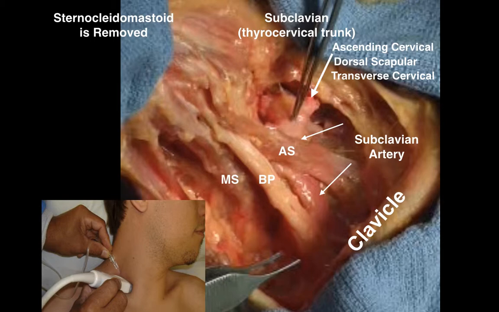Not infrequently, arterial branches from the thyrocervical trunk will be visible in the path of the injecting needle. There is some variability in how these vessels are named. Branches from the thyrocervical trunk include the transverse cervical, dorsal scapular, and ascending cervical arteries. Suffice it to say that the most common practical application of this anatomy is to look for and avoid these branches of the thyrocervical trunk.